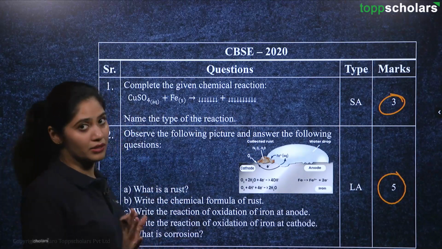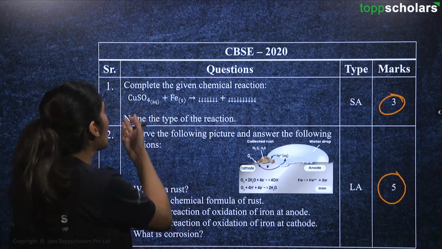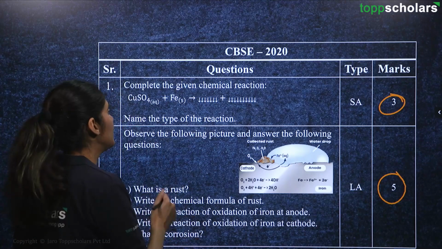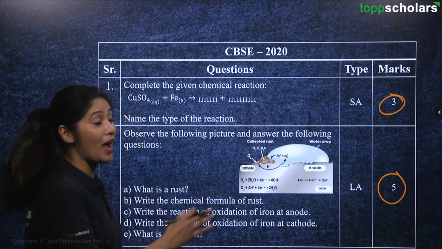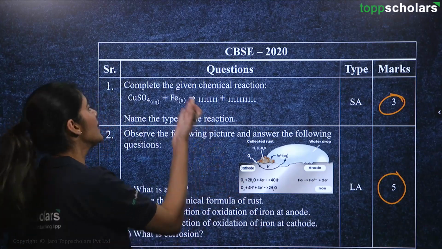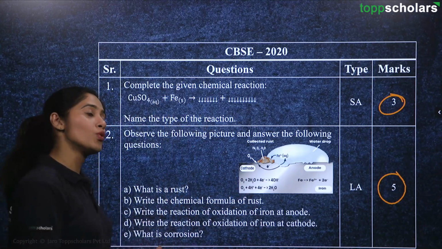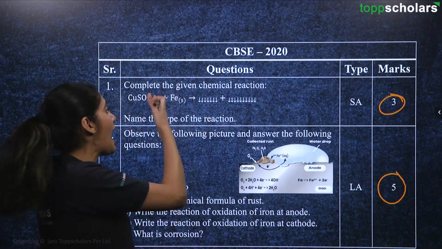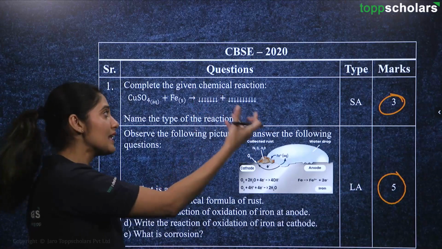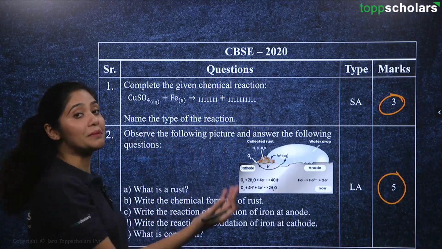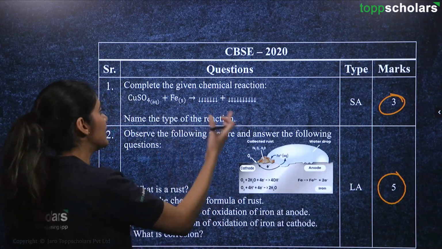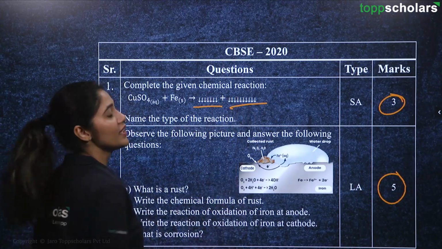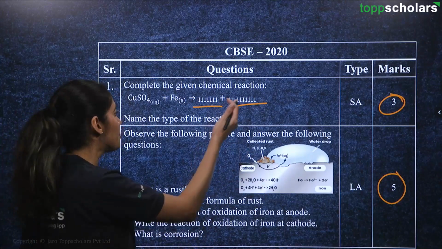Complete the given chemical reaction. Again, very simple. Copper sulfate and your ferrous or iron in solid form. They react and form what? You have to complete the chemical reaction. Now, since iron is more reactive than copper, it will displace copper and form what? Ferrous sulfate, and copper will be released, right? So this is a displacement reaction. You just have to complete the reaction. You just have to mention the products here.